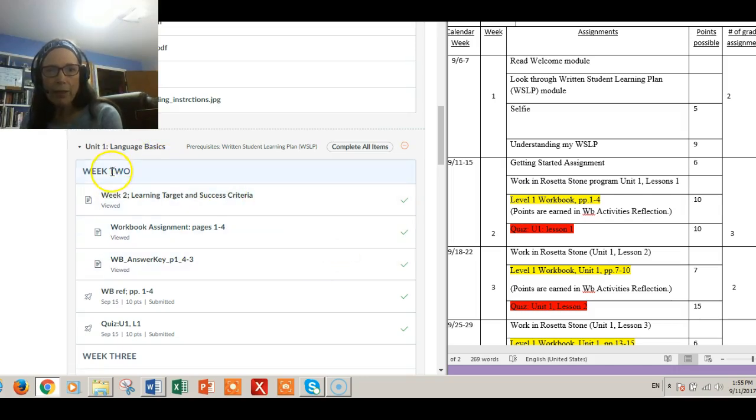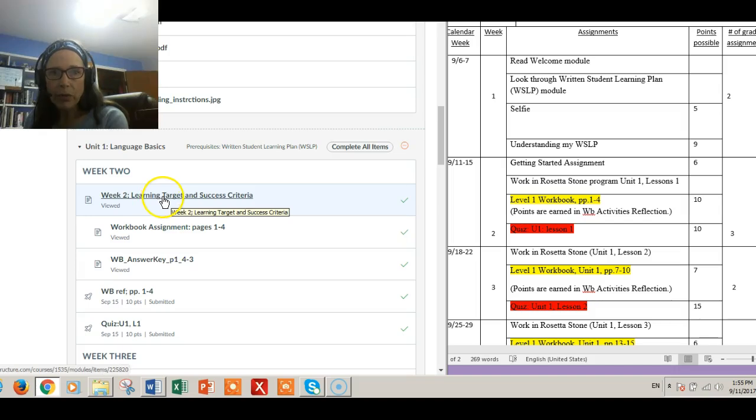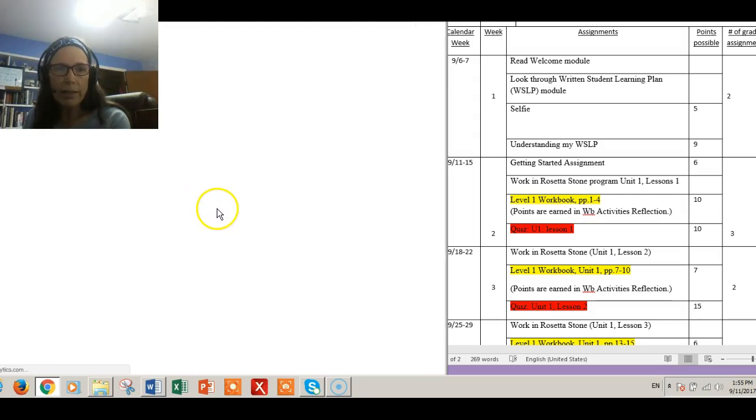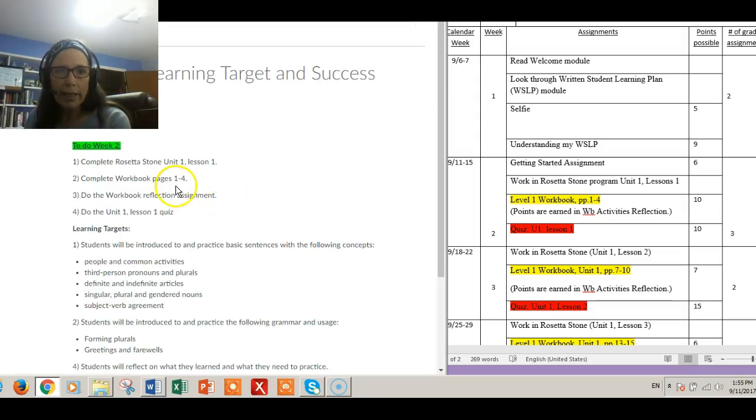And then when we get down in here, week 2, where we are right now, that's when you start learning the Spanish. And of course, I want you every time to read your learning target and success criteria. Notice these things that say viewed, viewed, viewed, submitted. Those have to be done in order to move on to the next thing. So I'm going to open this here where it says learning target and success criteria. And this tells us what to do this week, which is week 2.